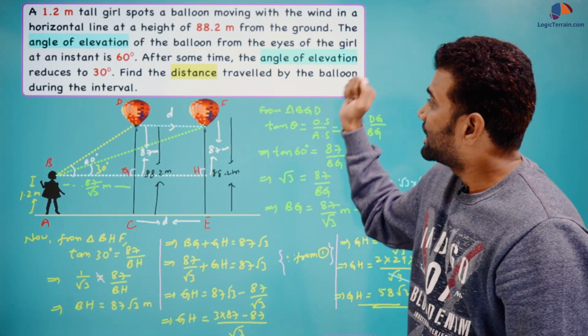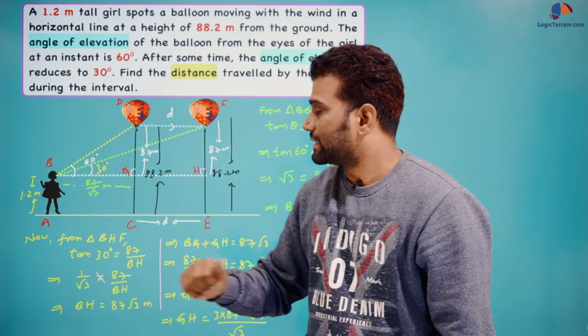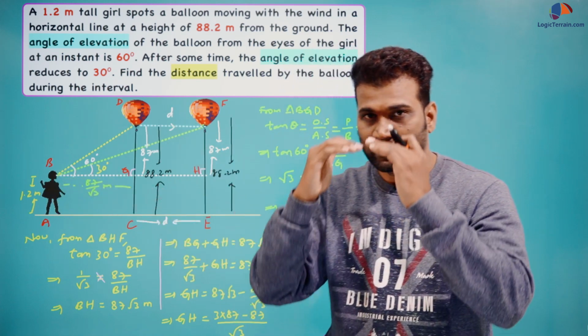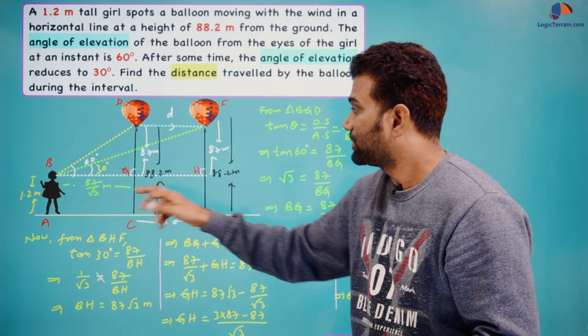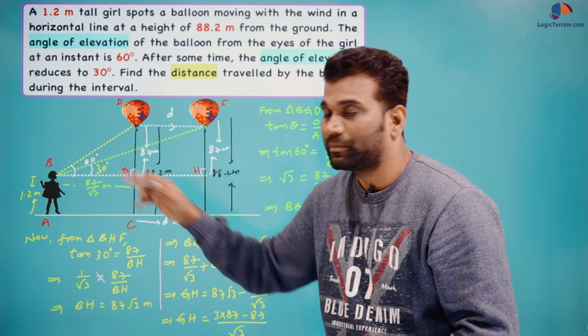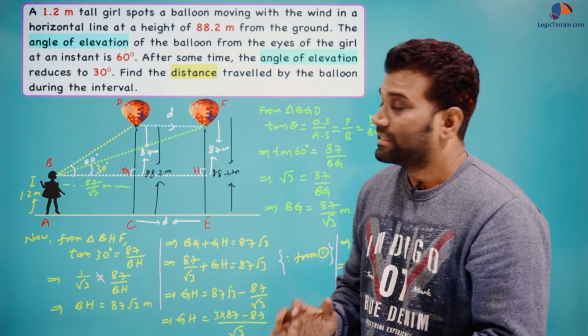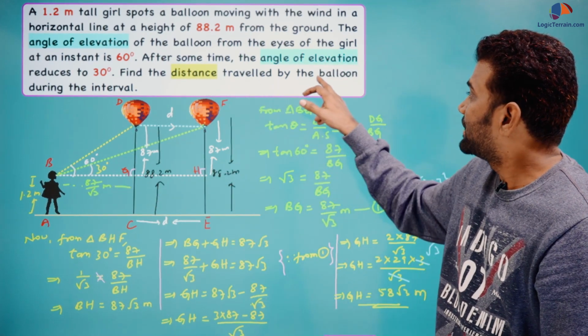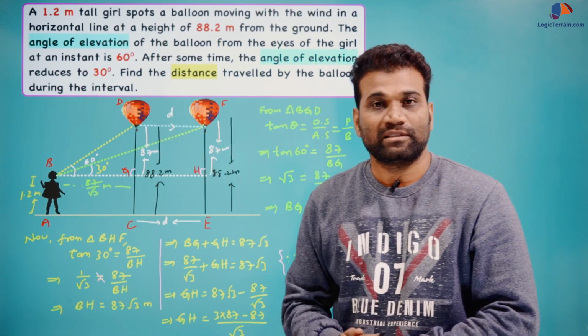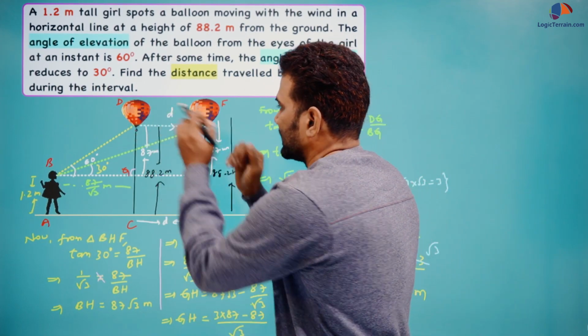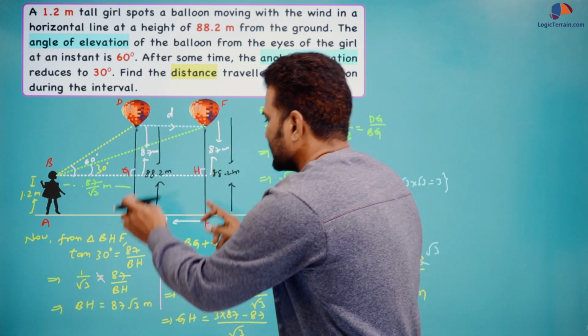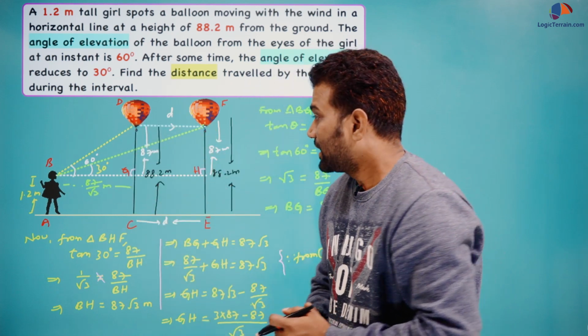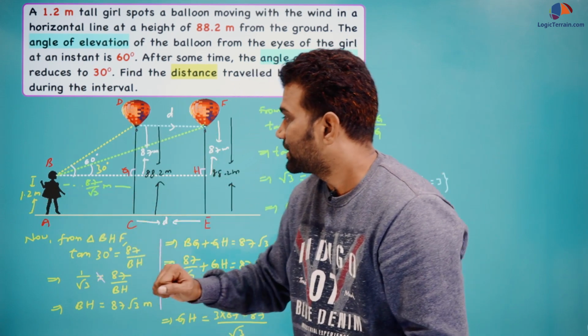After some time the angle of elevation reduces to 30 degrees. So from the same point the girl is observing, now the angle of elevation with the horizontal line is making how much? 30 degrees. Then find the distance traveled by the balloon during the interval. So here we need to find this length, and we know this length is equal to this length, and the height of the girl is 1.2 meters.